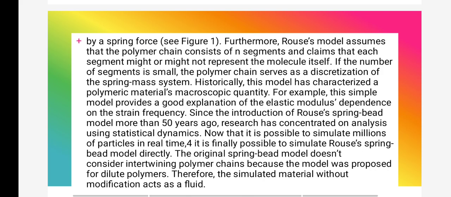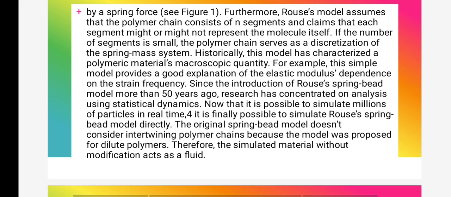The number of segments is small. The polymer chain serves as a discretization of the spring mass system. Historically, this model can characterize the polymer material's microscopic quantity. For example, the Rouse model provides a good explanation of the elastic modulus depending on the strain frequency. Since the introduction of Rouse's spring bead model more than 50 years ago, research has been concentrated on analysis using statistical dynamics. Now it is possible to simulate the motion of particles in real time. It is finally possible to simulate the Rouse spring bead model directly.